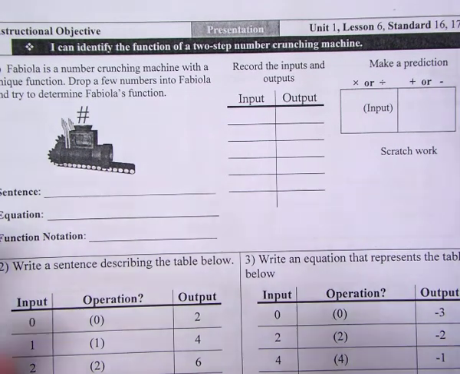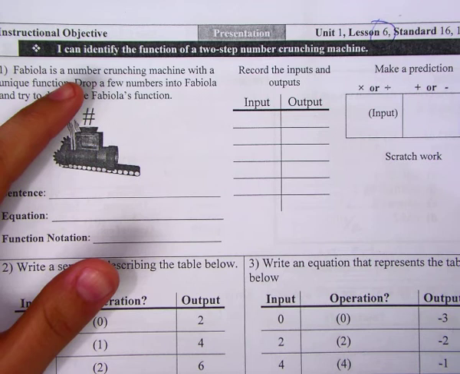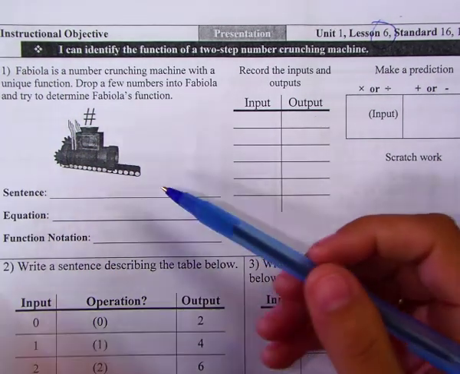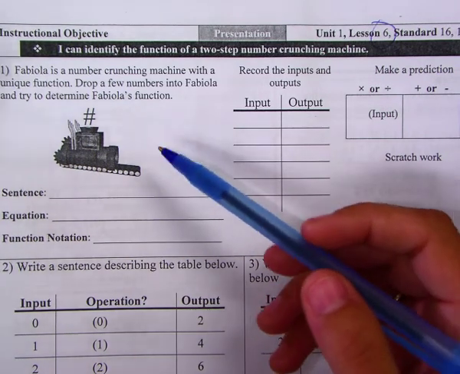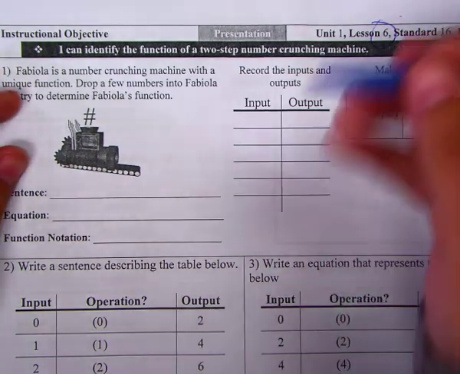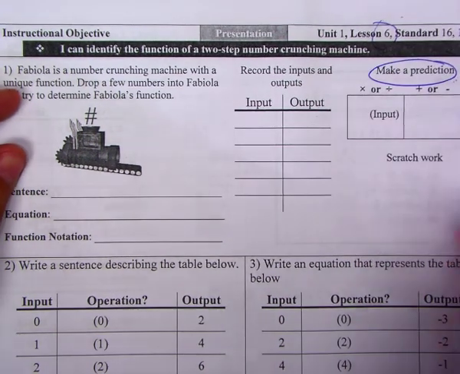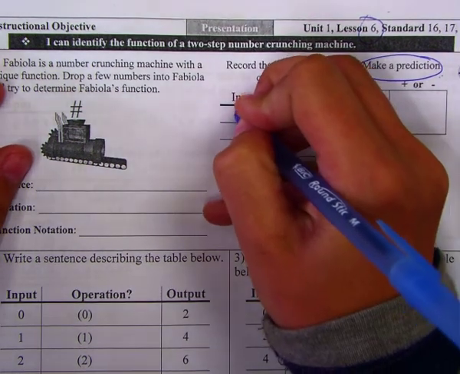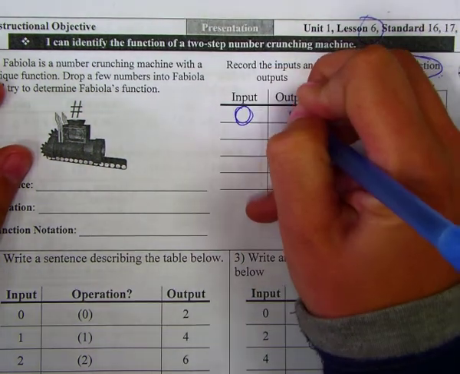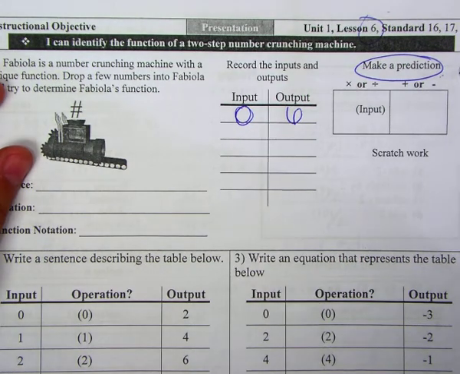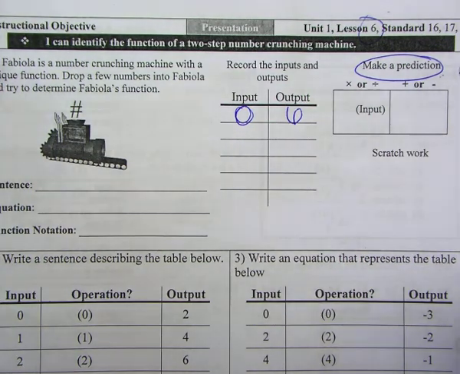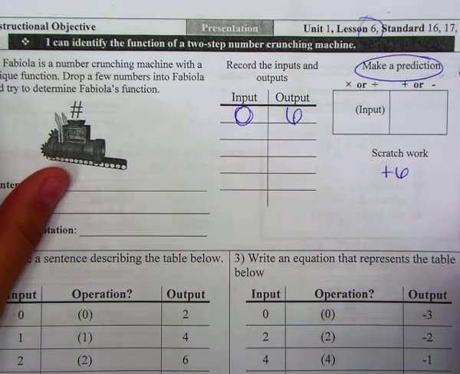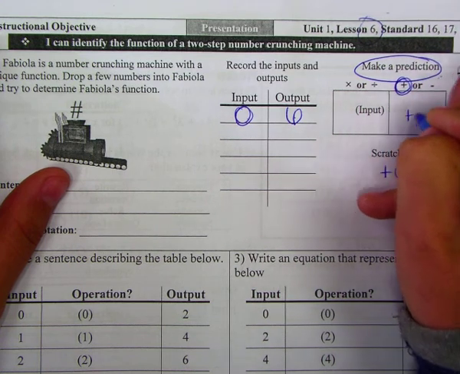Okay, this is lesson 1.06, and it's identifying two-step number crunching machines. So here we have a number crunching machine, and I'm going to go ahead and put some numbers in and record the outputs. As I do that, I'm going to be making predictions as to what's going on here, or what the function is. So when I put 0 into my machine, out comes 6. So right there, I'm thinking to myself, well, in order to go from 0 to 6, I have to add 6, right? So I know that I'm going to be adding 6.